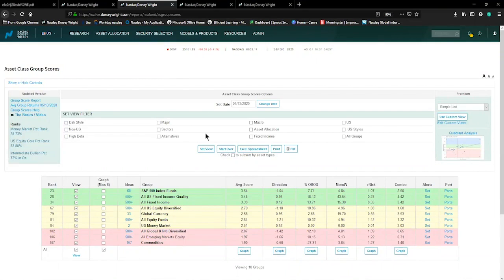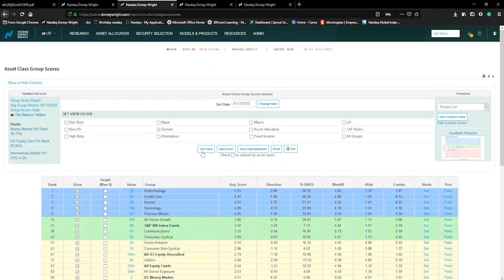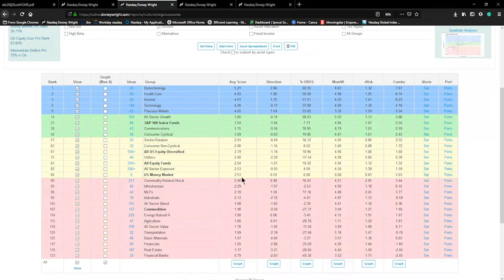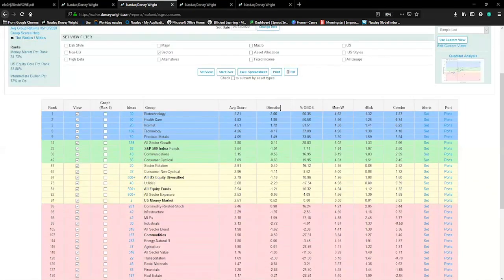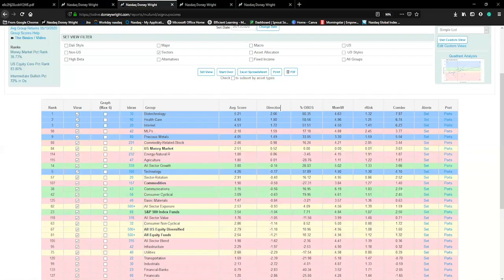And the last one that is one of my favorites is the sectors filter. So as Ian pointed out earlier, biotechnology and healthcare are pretty firmly in the top spot of not only the sectors, but also the overall rankings. And we can kind of get a feel for what is playing well and what is not, right? Again, one of my favorite things to do is come in and sort by direction.